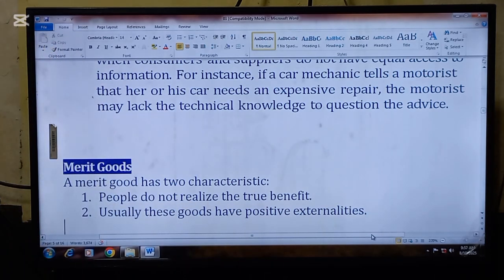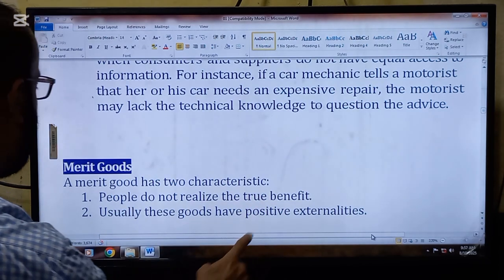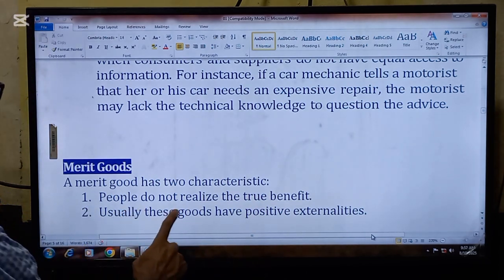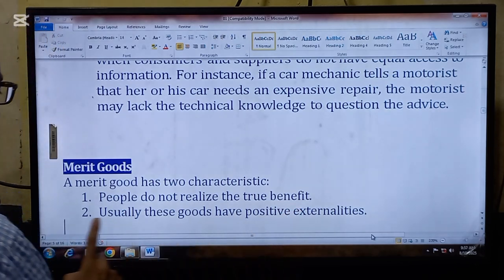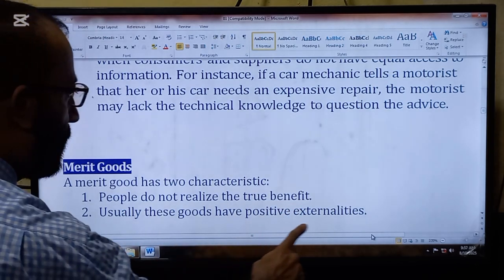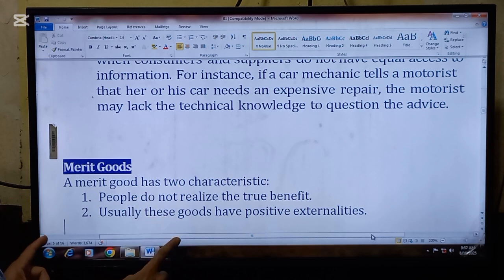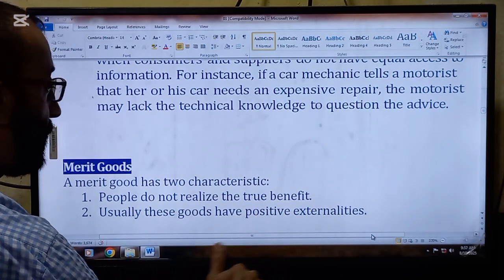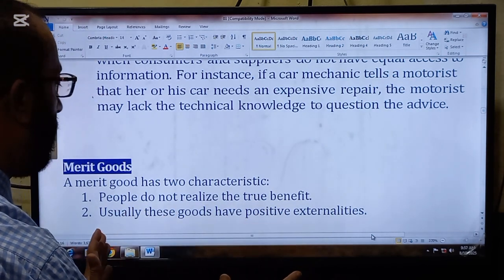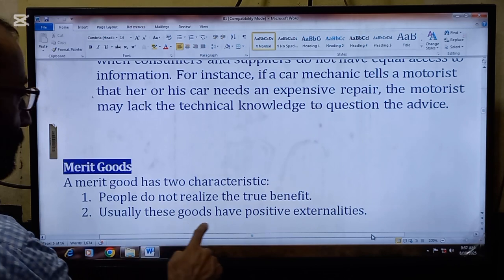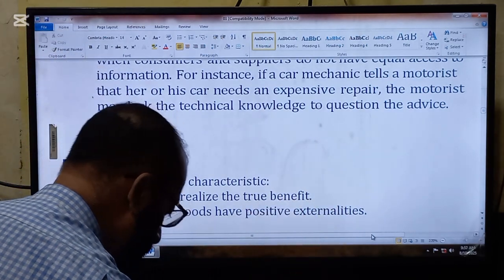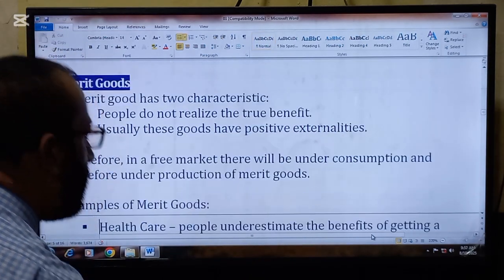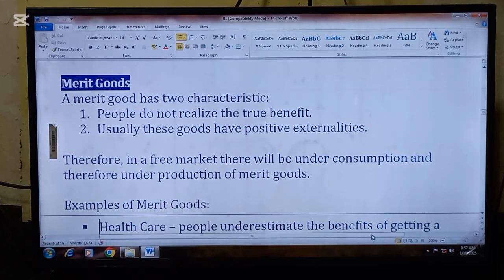The next thing that we are going to read in the lecture is merit goods. A merit good has two characteristics. Number one, people do not realize the true benefit. Number two, usually these goods have positive externalities. So these are the two characteristics of merit goods. Read it again. Number one, people do not realize the true benefit. They do not realize the full benefit of the thing. And number two, usually these goods have positive externalities. So they create a good impact on the third party also.